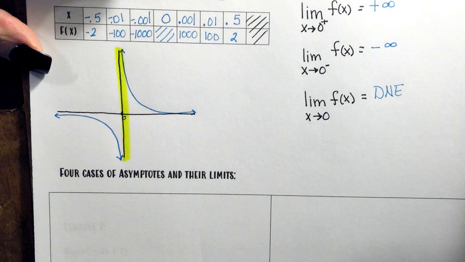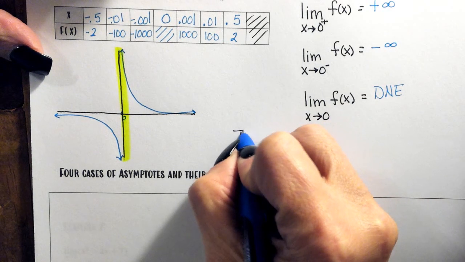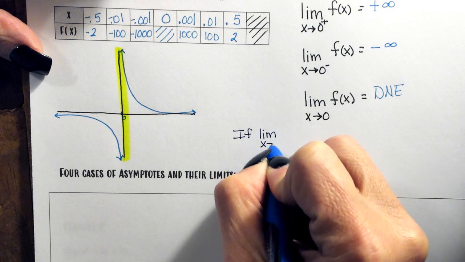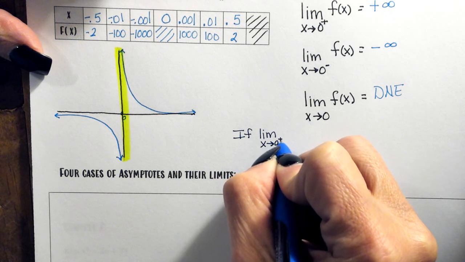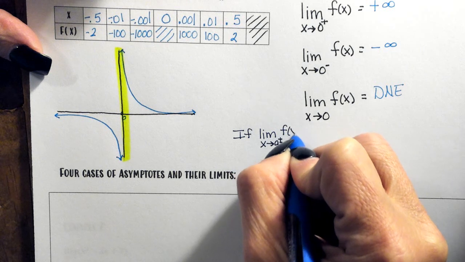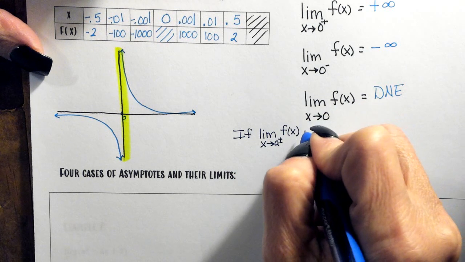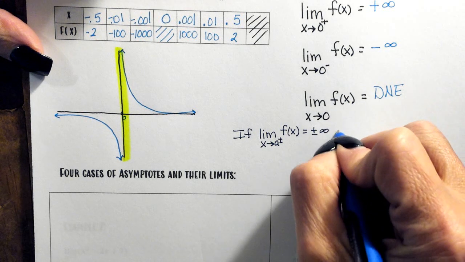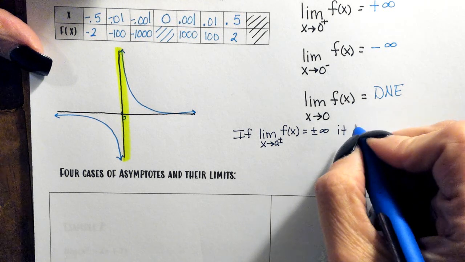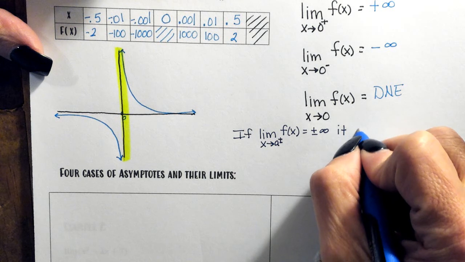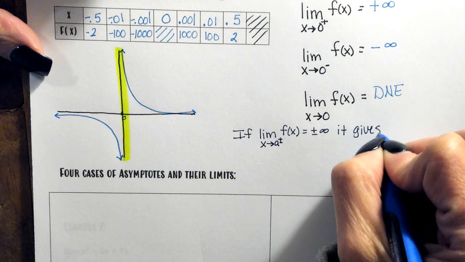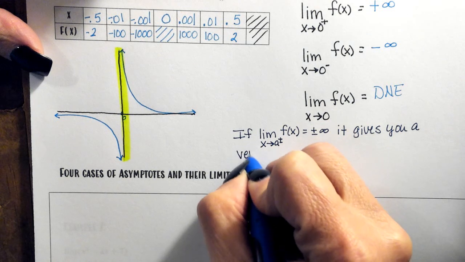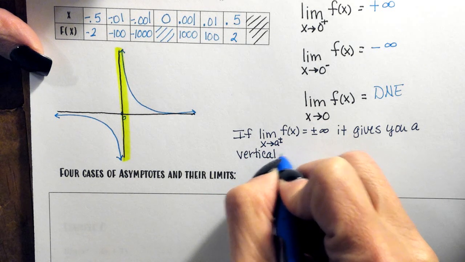So let me change colors. I'm going to say if the limit, and I'm just going to say a from the left and the right, of f of x equals positive or negative infinity. It could go either way. This gives you a vertical asymptote, which is super important to know.